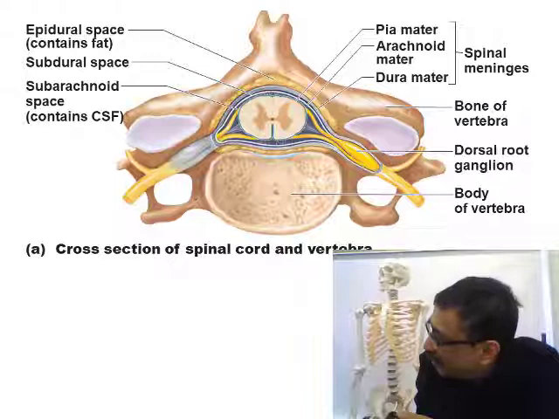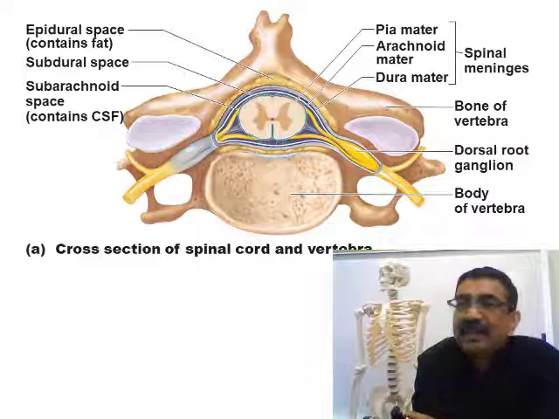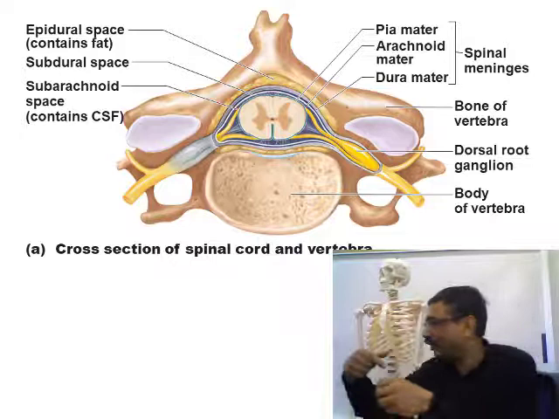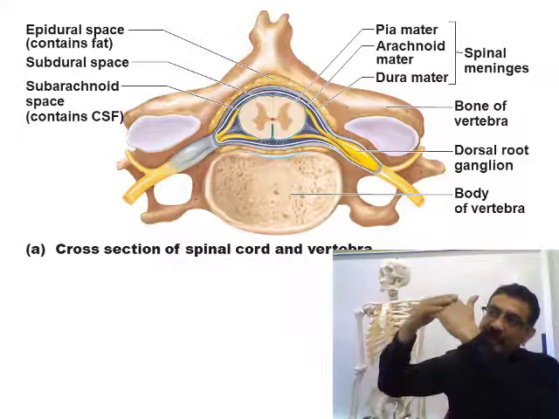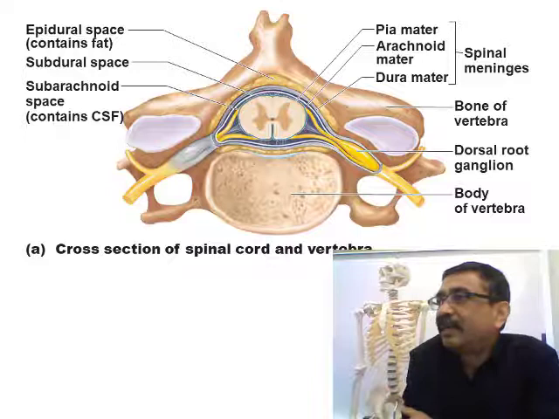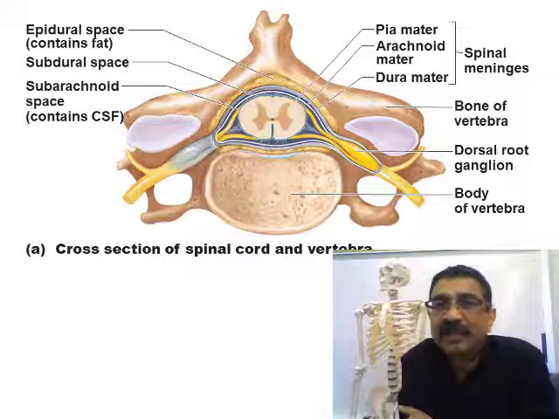Then next to the bone, you have fats in the epidural space. Around your spinal cord, like your brain, you have three meninges: outer dura, middle arachnoid, innermost pia mater. So those three are also present around the spinal cord. Above the dura mater, that space is the epidural space, right? And in that space, you have fats, fat tissue, adipose tissue. But remember, there is no epidural fat in the brain. There is no fat around the brain. So this protection is only present in the spinal cord, epidural fat.